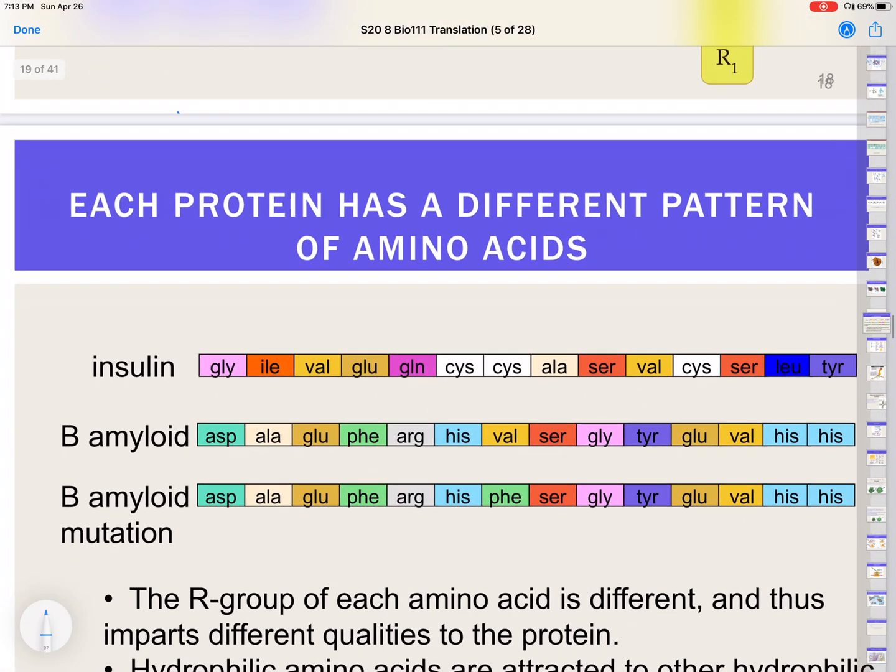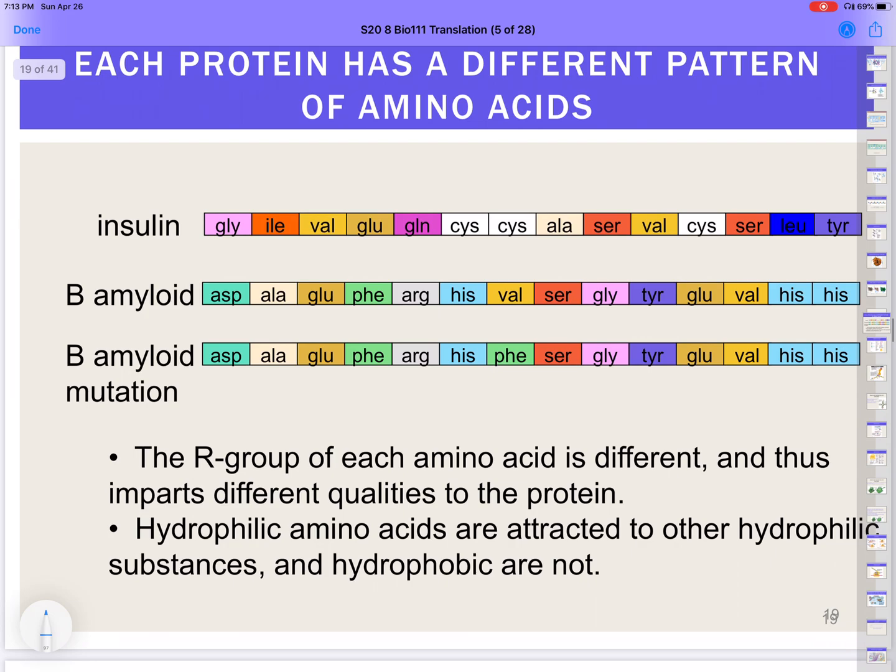Let me bypass this. Well, here, I'll say this. This is the sequence of amino acids here. And note that this is just amino acids. This is nucleic acid structure here. But if you look, this is insulin, and this is a sequence of insulin. And then this is beta amyloid, which is a completely different protein. And notice it has a completely different sequence of amino acids.